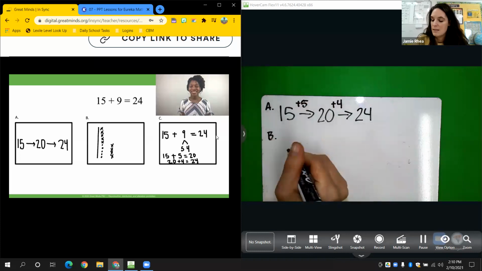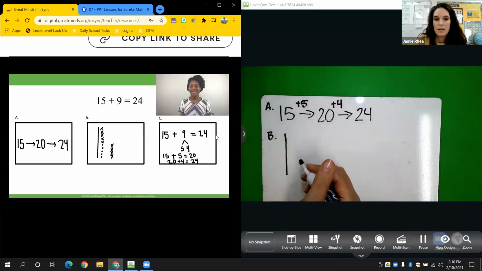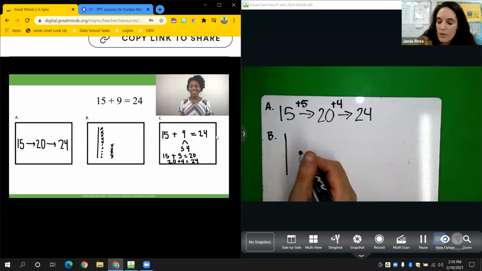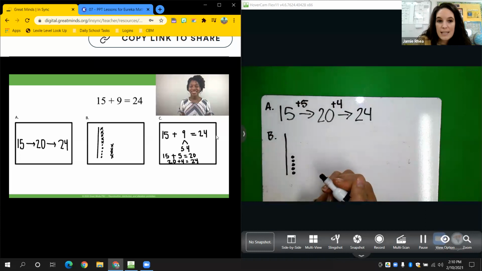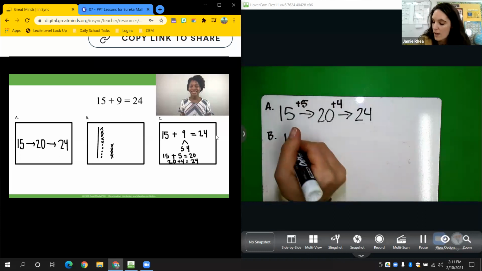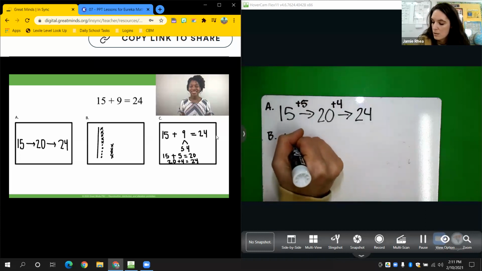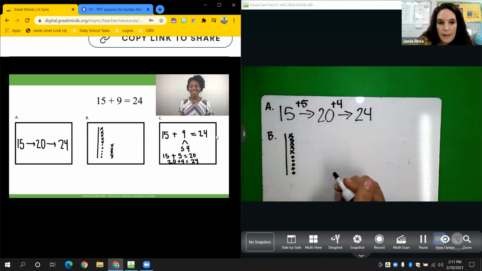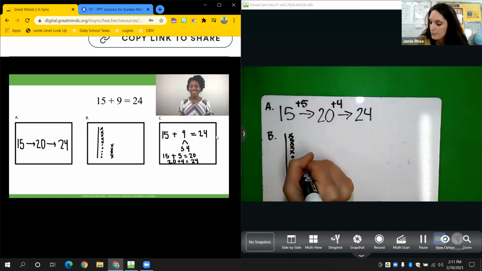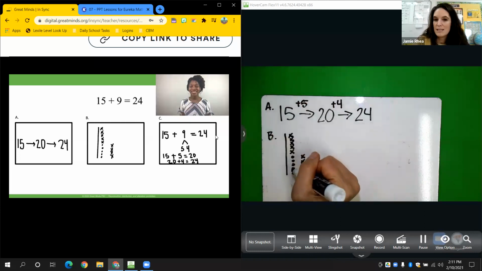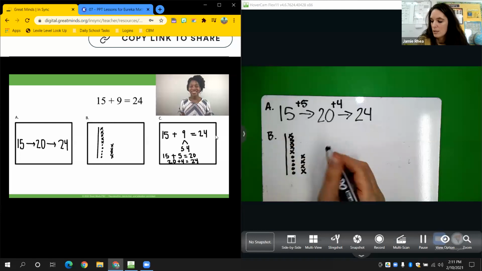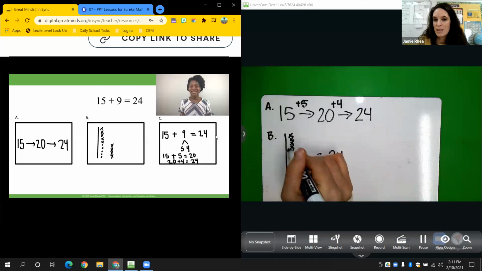B said 1 ten, and let's see, 1, 2, 3, 4, 5. They had 5 ones. And then they added 1, 2, 3, 4, 5 here. And they added 4 over here. Now, they didn't make this into a 10, but we could. They still get 24 this way, but they need to make this into a 10. So I'm going to draw my line through it.